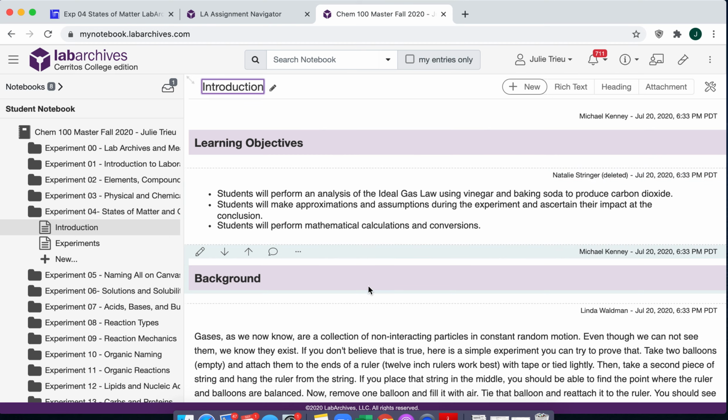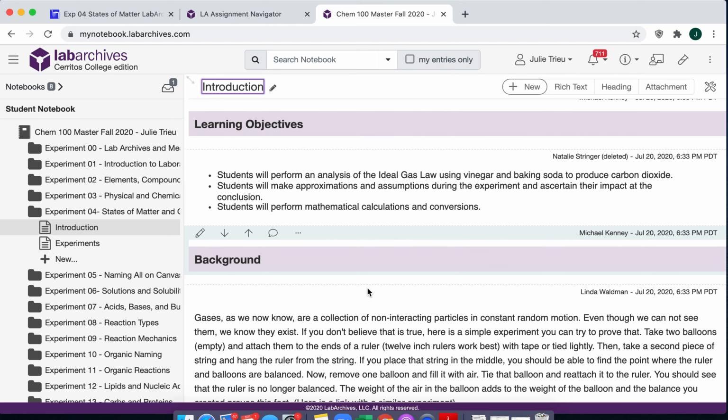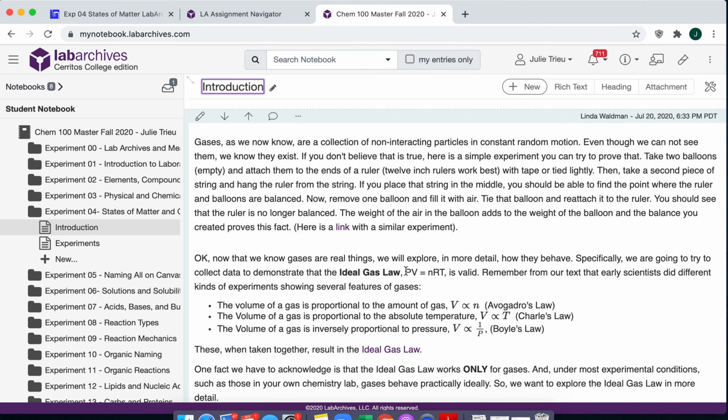You will also do some experiments related to the ideal gas law. So here is your ideal gas law, PV = nRT. P is pressure, V is volume, n is the number of particles or number of moles, R is a gas constant, and T is temperature. This ideal gas law only applies to gas molecules. If you have a solid or liquid, the ideal gas law cannot be applied.